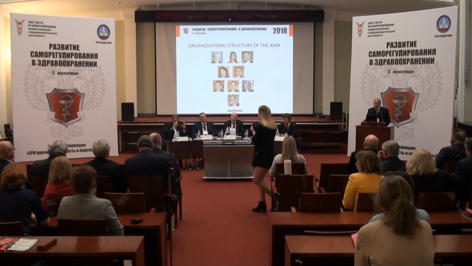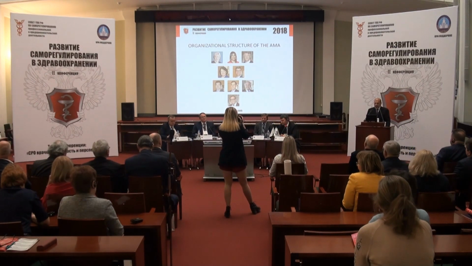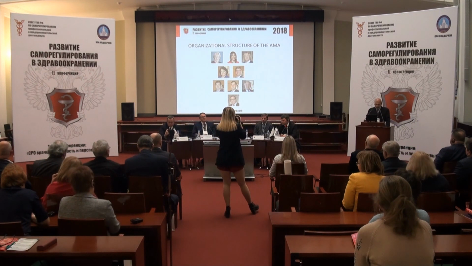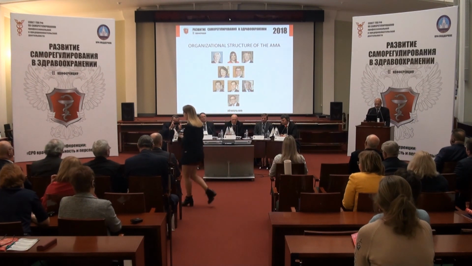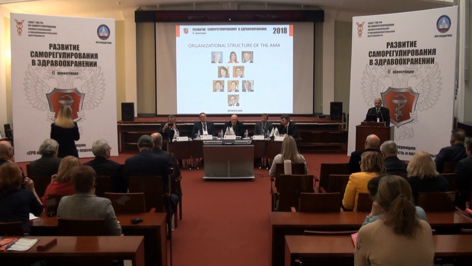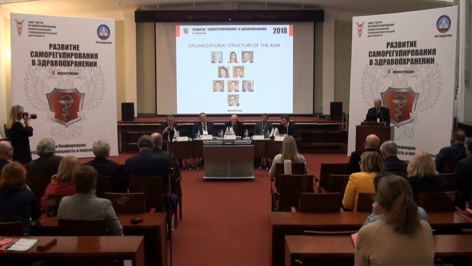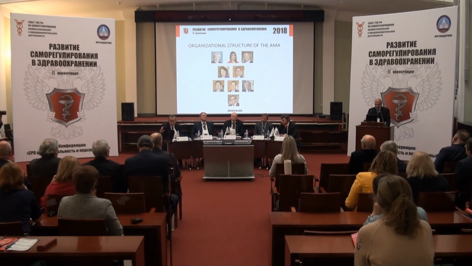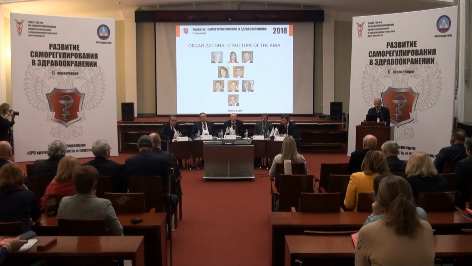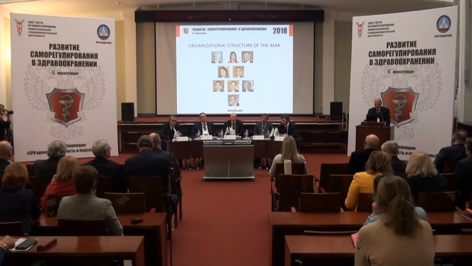So, organizational structure of the AMA. Besides the staff and the chief executive officer, the organizational structure is set up by what's called the Board of Trustees. There are 9 officers of the Board of Trustees, all elected by the House of Delegates. You can see their pictures here of the current officers. The very first picture is the current president.